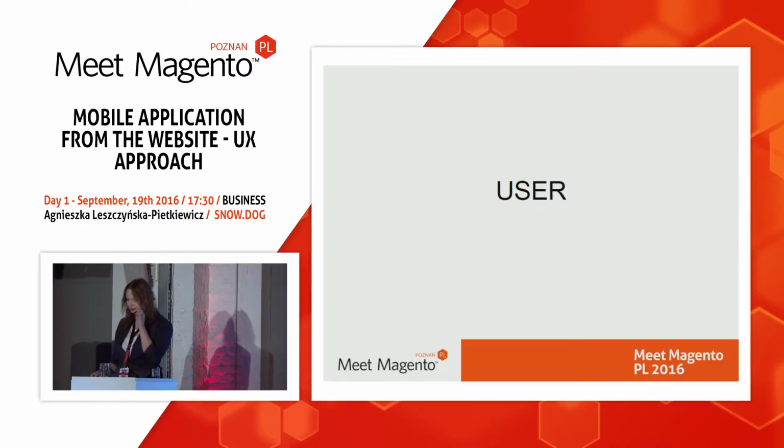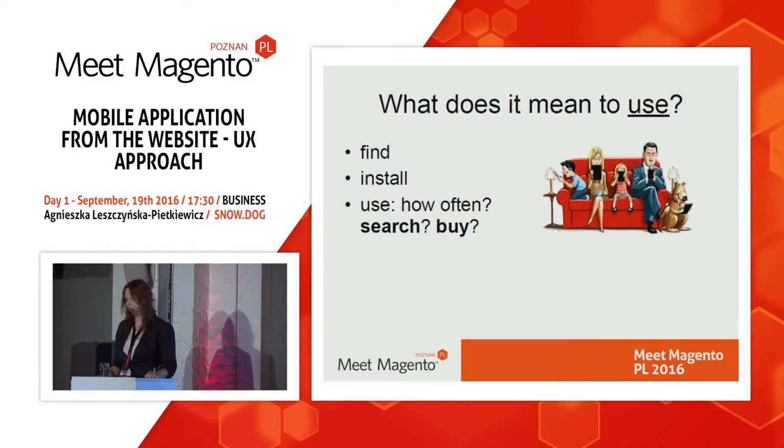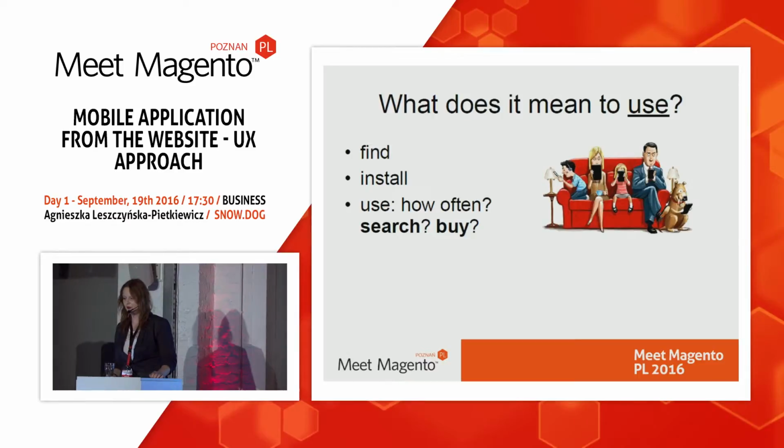So now let's focus on the user. How do we want users to use the application? This is the first slide of my presentation because it's really obvious, but as it sometimes appears, it's not obvious. What does it mean to use? Of course, you need to find an app, install it, and use it, but what does it mean for the owner of the shop? How often should people use this app? Should they search for products only, or should they buy products? And this is not really the same, because some people just use an application for searching, and they will never buy there. So if you have such an idea to convince people to buy via your application, you need to think about it before.